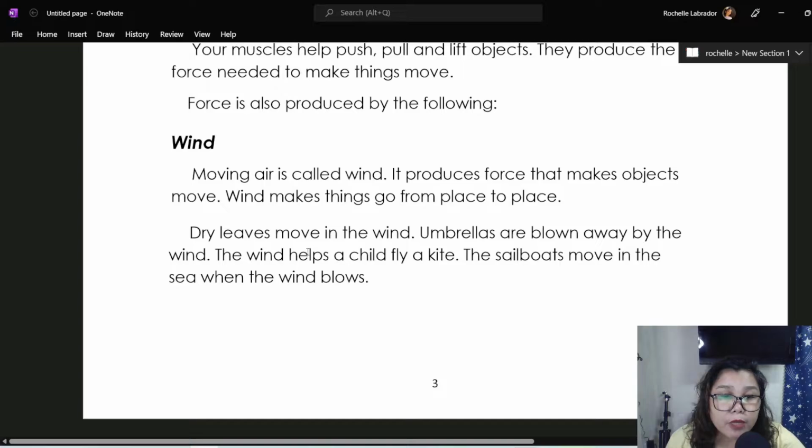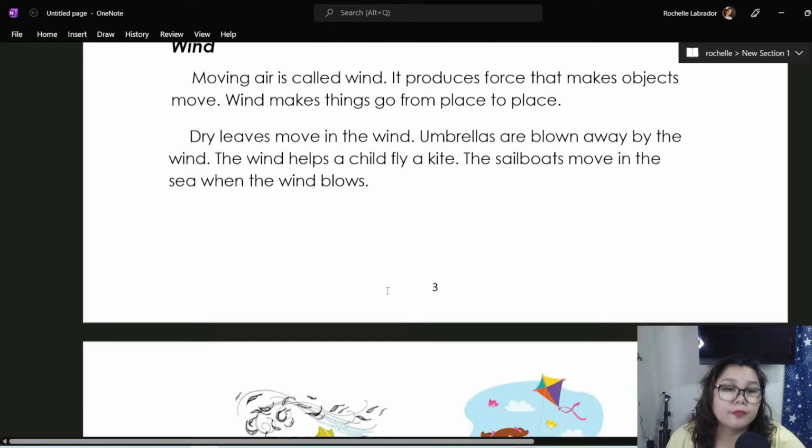Umbrellas are blown away by the wind. Kaya bumabaliktad minsan. The wind helps a child fly a kite. Tama. The sailboats move in the sea when the wind blows. So it can help the ship in moving. Because of that, sailboats depend on the wind.